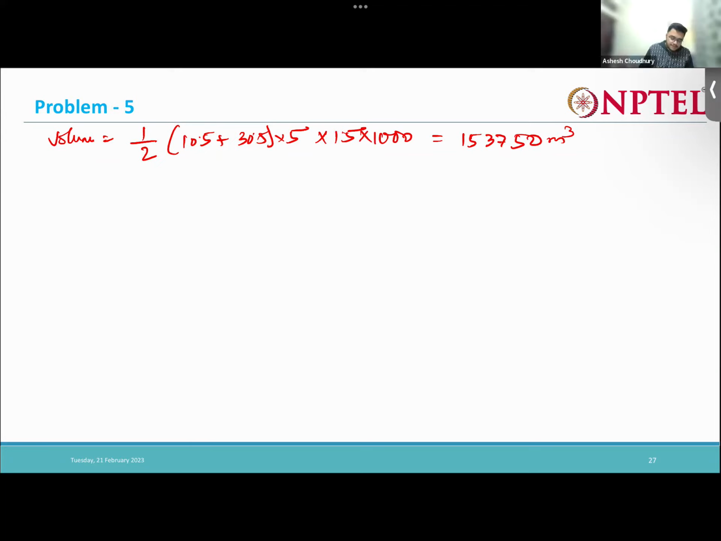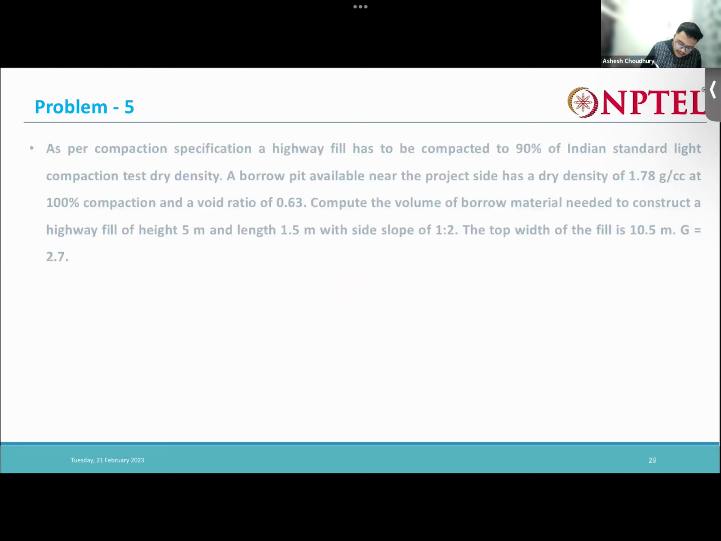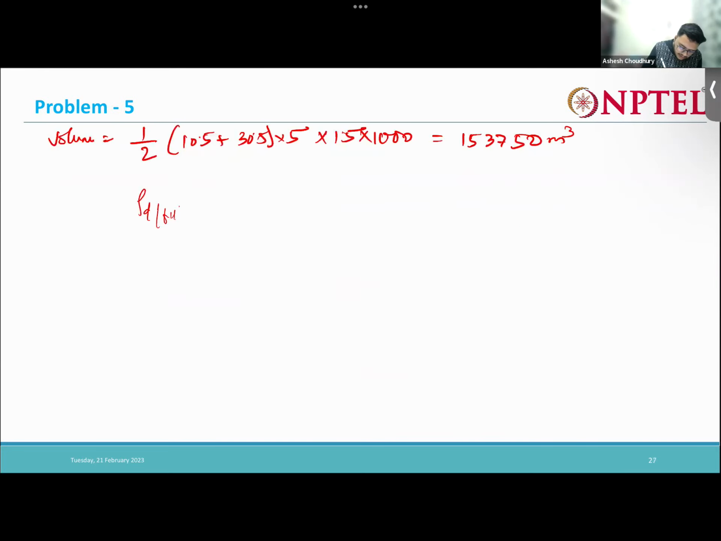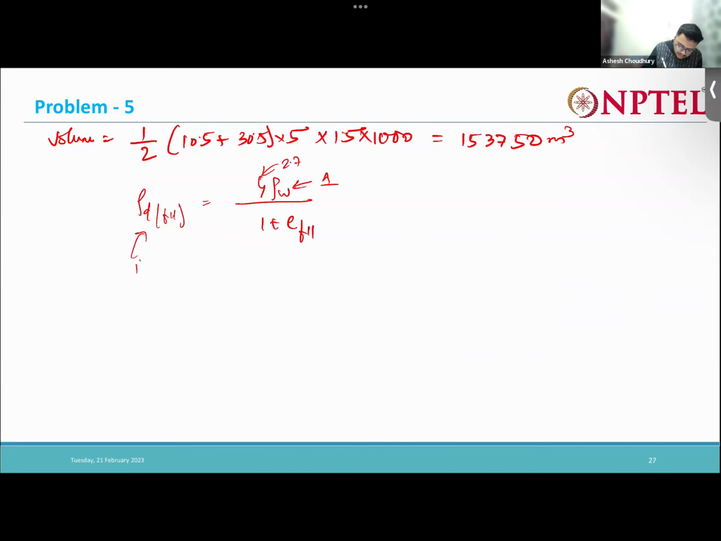Now I have the volume, and I also need the dry density that I need to achieve in that volume. What is the formula for dry density? Gamma d fill is equal to G by 1 plus e fill. From here, this is 2.7, this is 1, and this you know from the 90%, which is 1.602. So from here we can calculate the void ratio of the fill, which is nothing but 0.685.